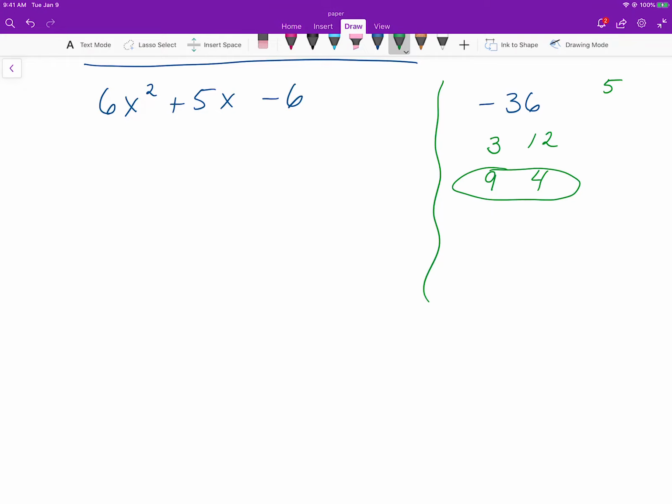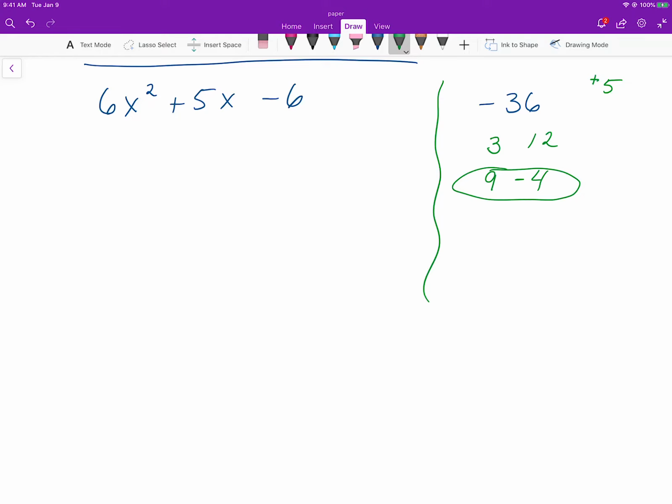And now I'm looking at my signs. I have a negative 36 and a positive 5. So I want to take my 9 and my 4, and that's why I'm going to get a 5, because a positive 9 plus a negative 4 will give me positive 5. So this is where we're going to think of this as split the middle, otherwise known as factor by grouping if we had 4 terms.